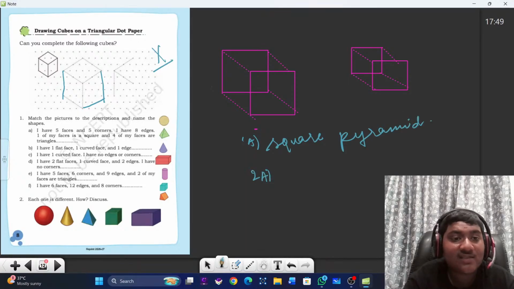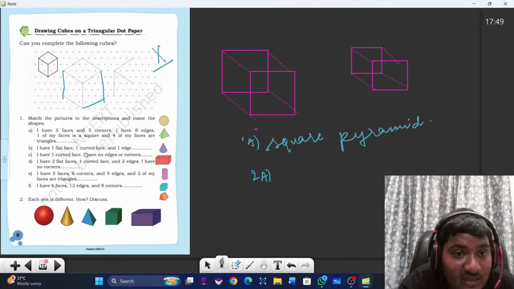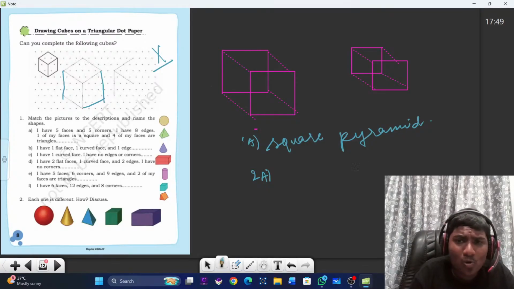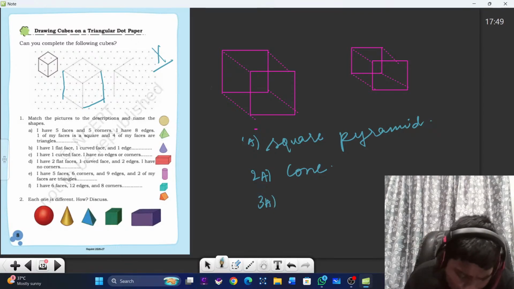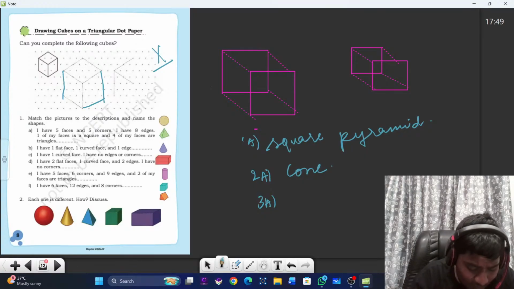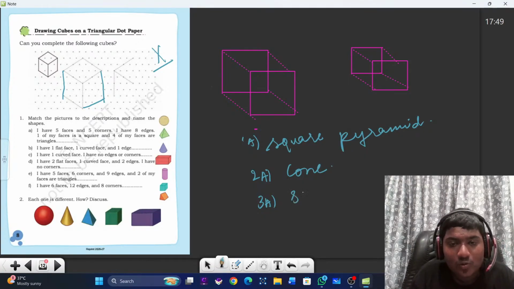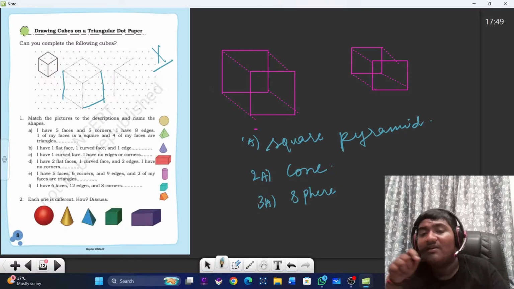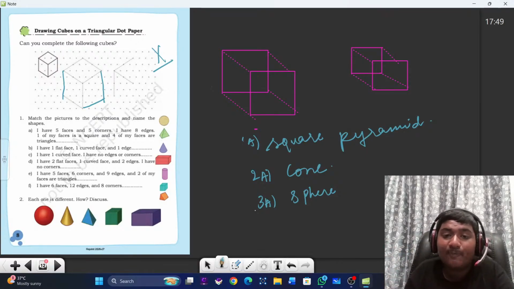And the second question: I have a flat face, one curved face, and one edge. So, what will that be, children? One flat face, one curved face, and one edge will be a cone. I already informed you. So, what will be the third question answer? I have one curved face and no edges or corners. So, what will that be, children? Sphere. So, what does a sphere have? A sphere has one curved surface, but it has no edges or corners.